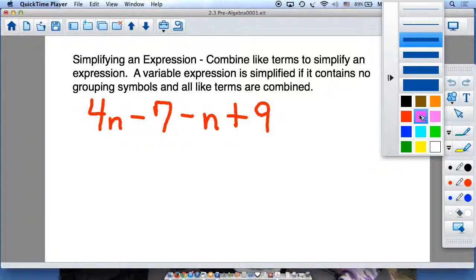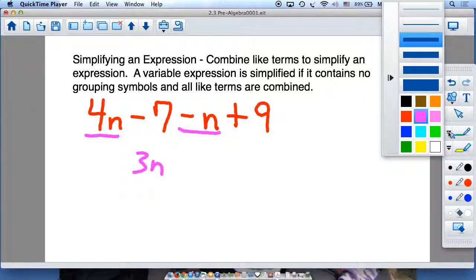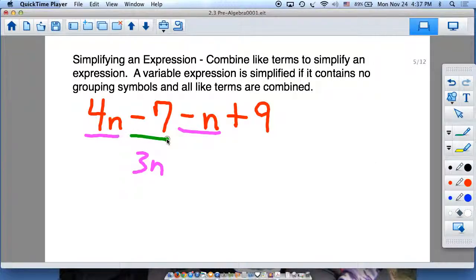So if we have grouping symbols, we're going to have to go back and use that distributive property that we recently talked about. So in this problem, we want to combine our like terms. So we have 4n minus an n that are alike. So we need to combine those two. So 4n minus n is going to give us 3n's. Then we need to combine negative 7 plus 9. And negative 7 plus 9 is going to be a positive 2. So our final simplified expression here would be 3n plus 2 would be our answer.